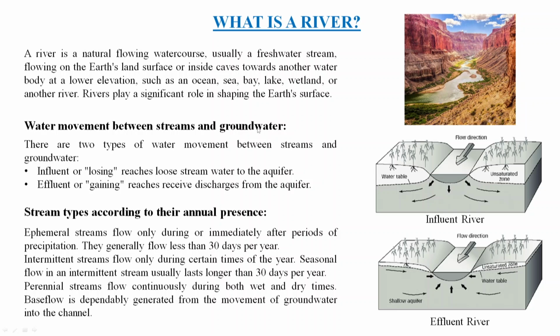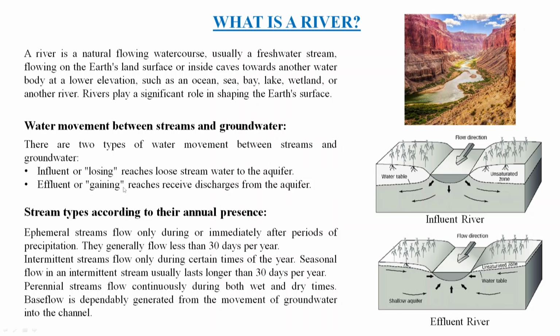Now, stream types according to their annual presence. The first one is ephemeral streams, which flow only during or immediately after periods of rainfall or precipitation. They generally flow less than 30 days per year. Intermittent streams flow only during certain times of the year. Seasonal flow is an intermittent stream, usually lasting longer than 30 days per year. Perennial streams flow continuously during both wet and dry times, and base flow is dependably generated from the movement of groundwater into the channel.